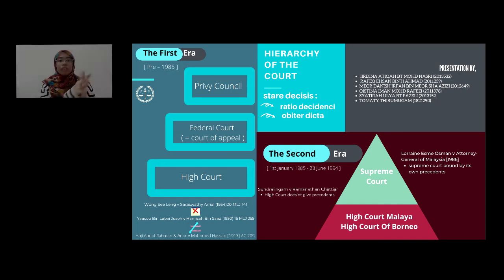So since we have three different eras, like I said before, we are going through all these three different eras individually.